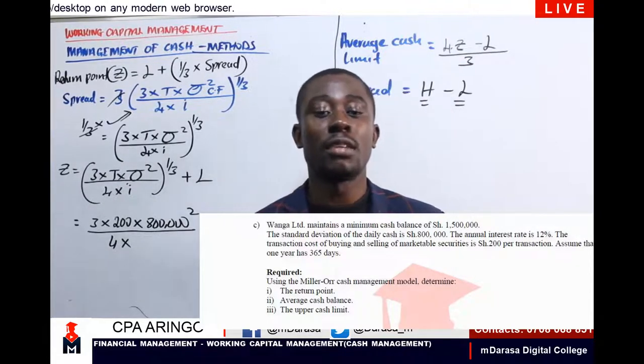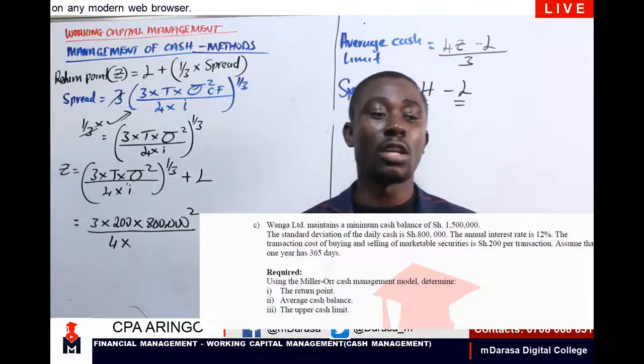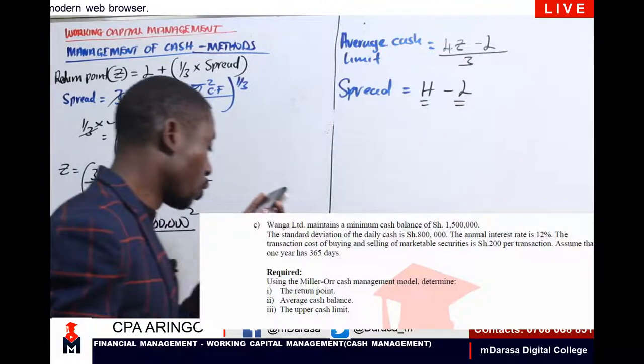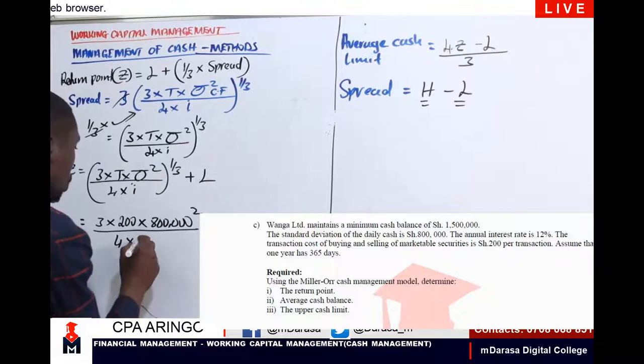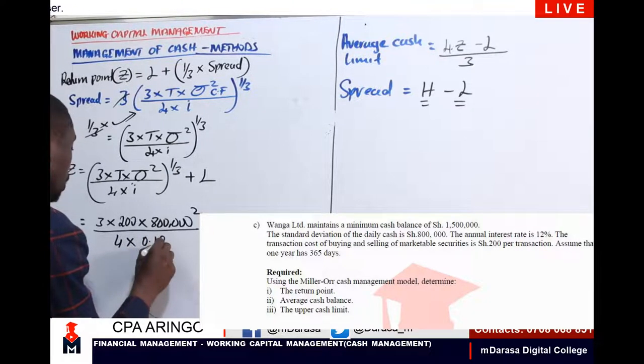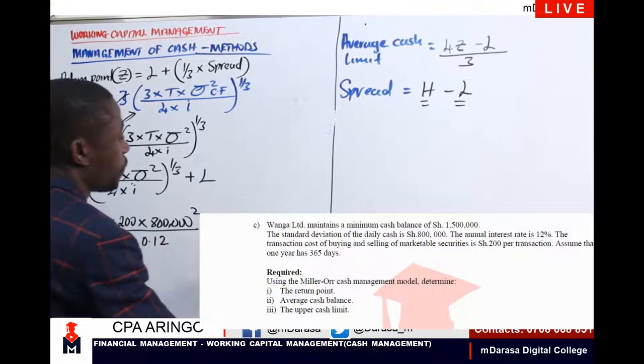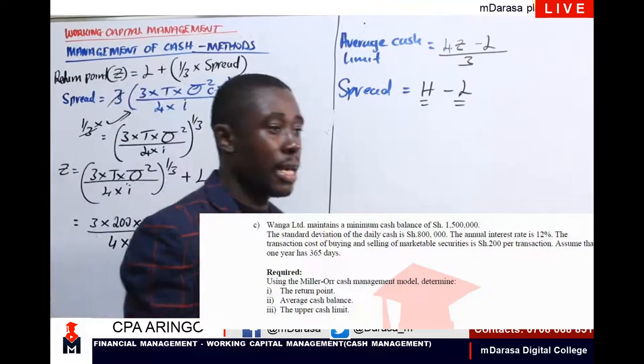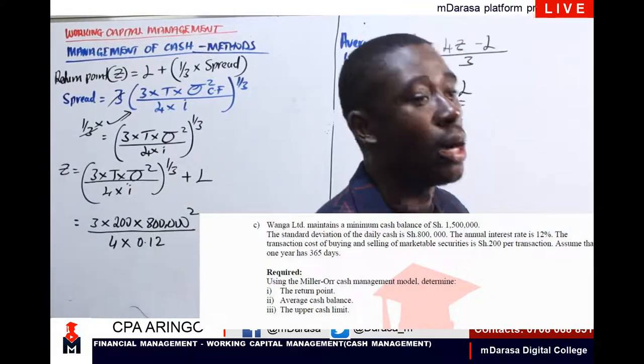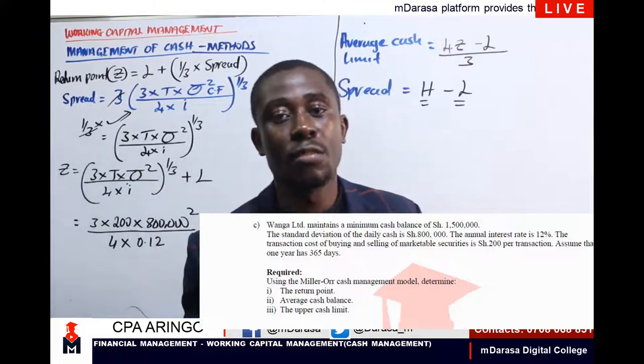The good examiner had given us our annual interest of 12%. So can you agree we are talking of 0.12 if 12% is for the whole year? And for the whole year, we have 365 days.